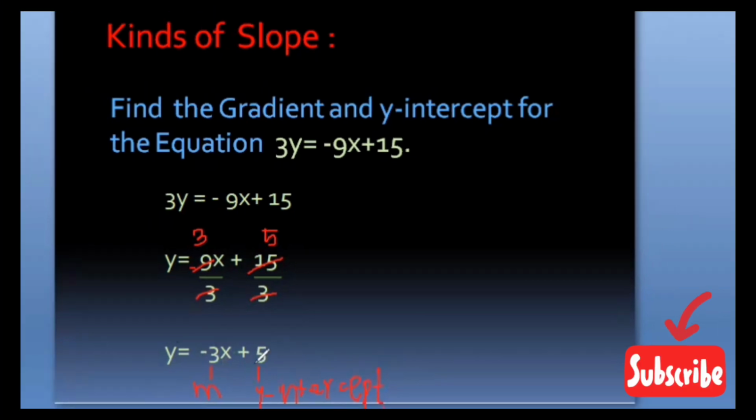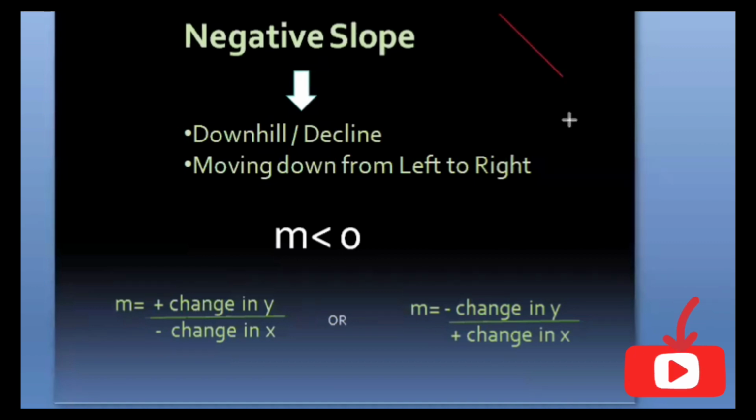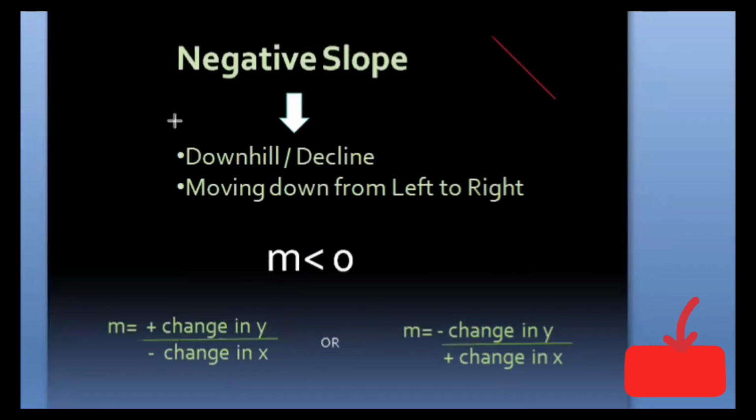So here the slope we have is a negative slope. Now what is a negative slope? A negative slope means a line is coming downhill, getting declined, moving down from left to right in this way. And the negative slope always has a negative value, so it is always less than 0. For the negative slope, change in y value can be positive and change in x value can be negative. And another way, change in y value can be negative and change in x value can be positive.